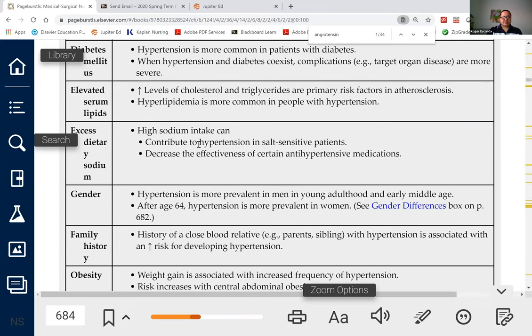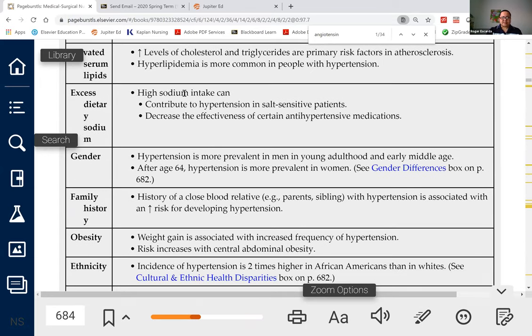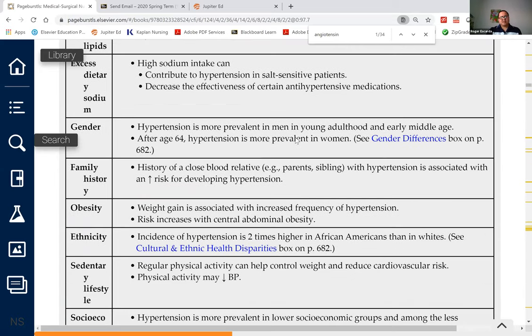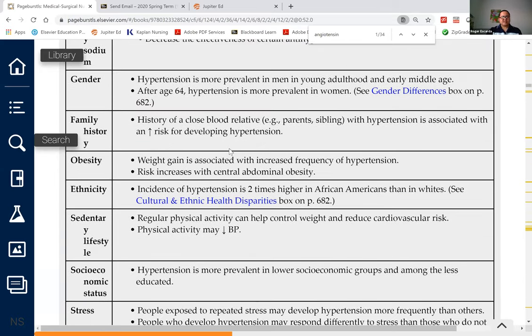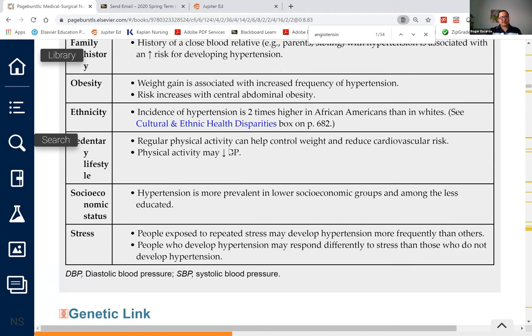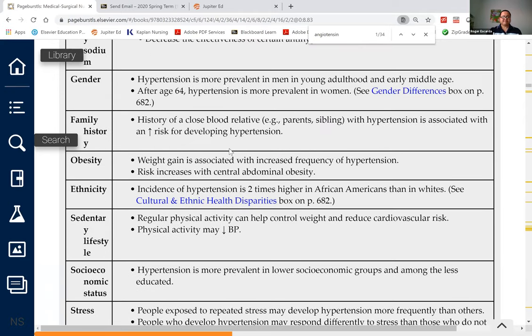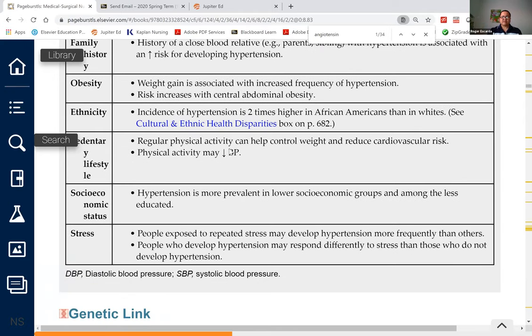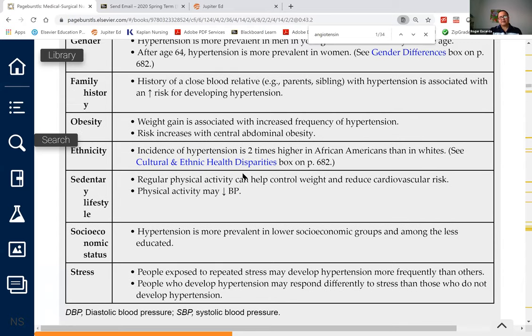Some of these will increase preload, like this one, for instance, increased sodium intake, so that increases fluid volume, blood volume, so that increases preload. So most of these either affect preload, or afterload, or both, okay? So round and round we go. It's all about preload and afterload, which increases blood pressure and causes hypertension.